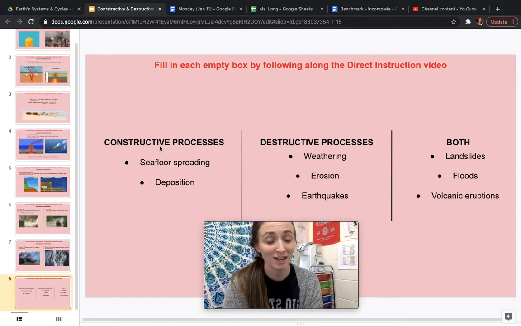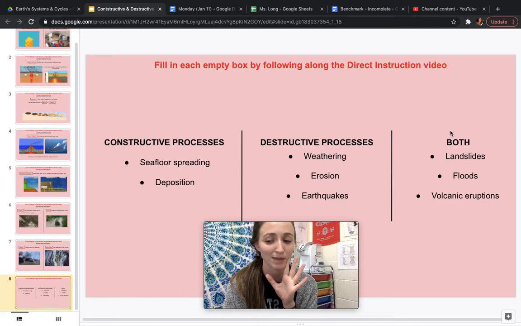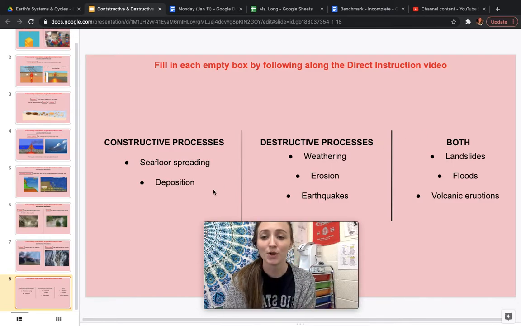That's pretty much it. I put it in a nice little diagram for us to see which ones are constructive, which ones are destructive, and which ones are both, because we talked about a couple that can be both, those landslides, floods, and volcanic eruptions. I would definitely keep this slide handy for tomorrow's assignment. Hint, hint.